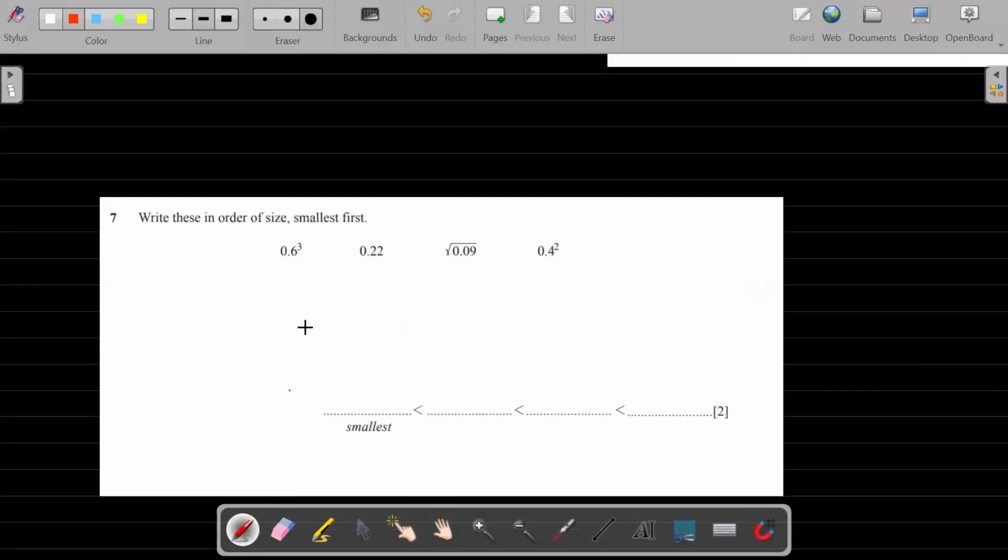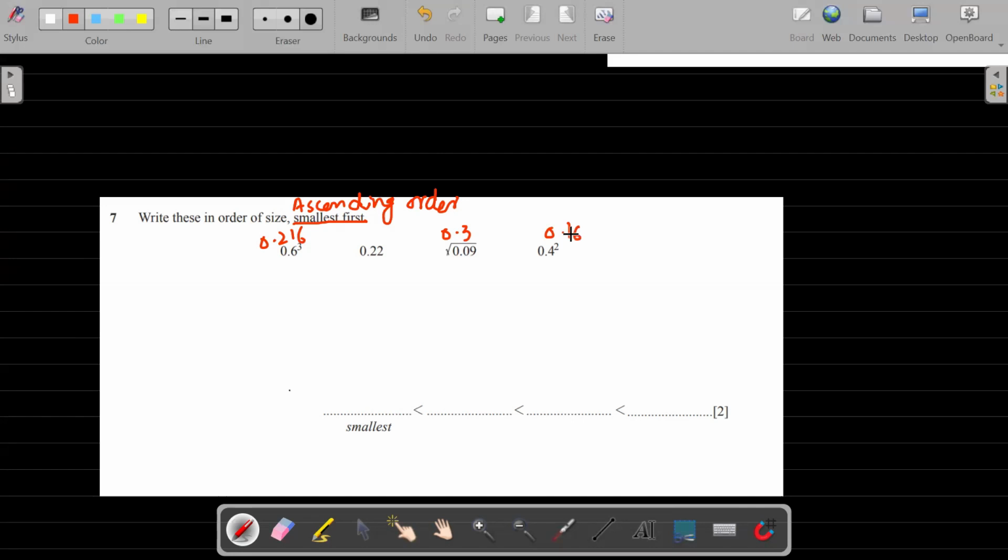Okay, same way he mentioned it over here as smallest first. It means that this is again ascending order. So let's take the values for that. It is 0.16. And for this one, square root of 0.09, it will be 0.3. And 0.4, 0.16. So which one is bigger?